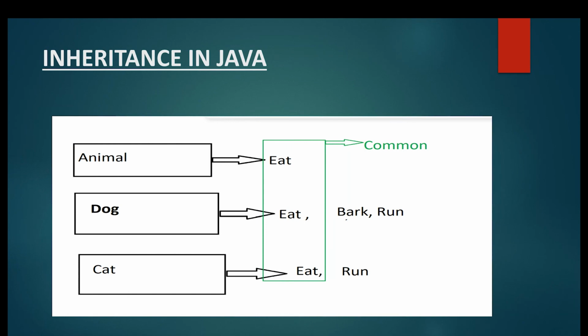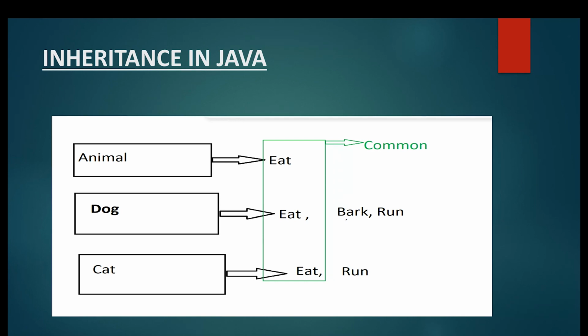Let us say we have three classes, that is animal, dog, and cat. Now, animal can eat, right? All the animals can eat. Let us suppose animal is a class whose functionality is eating. Now, let us talk about dog. Dog can eat also, but dog can bark also, right? Dog can run also. Let us take an example of cat also. Cat can eat, cat can run, right? So if you see the eating behavior of the animal, it's common to all the animals, right? So it's a common behavior.